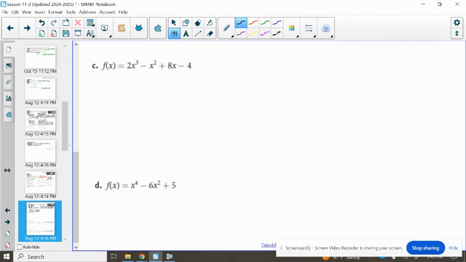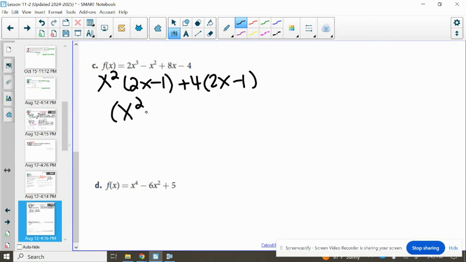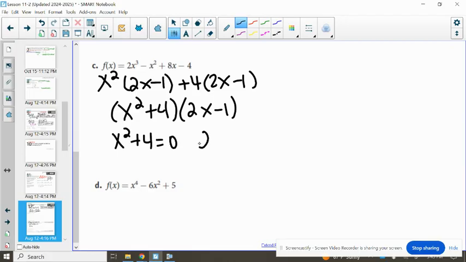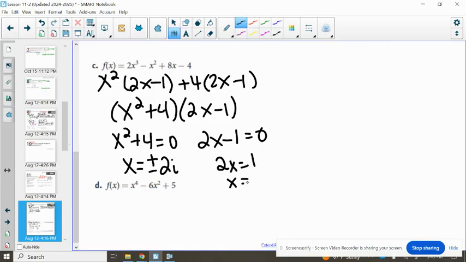In part C, we are looking to potentially group here. We take out a GCF to start, take out a GCF of the second piece, and notice we have two factors again, x squared plus 4, and then 2x minus 1. So the zeros this time, again, will come from setting each piece equal to 0. So we end up with, again, some complex factors, positive or negative 2i, or we have 2x equals 1, so x is positive 1/2 for that.